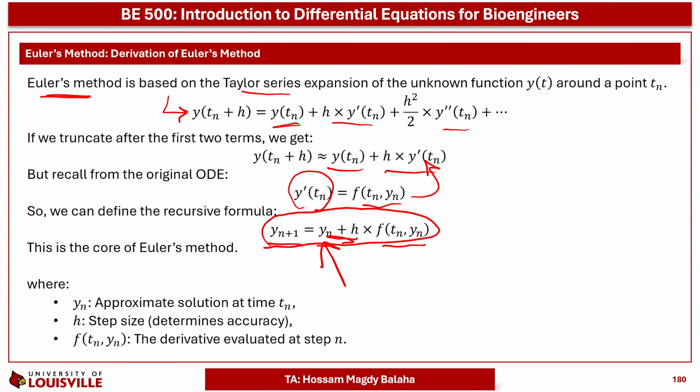yn here is the approximate solution at time tn. As mentioned, h is the step size. And also as mentioned, f of tn and yn is the derivative evaluated at step n. So if we have an initial value here and we have a known step size, we can simply substitute in this equation to get the next value. By doing so, we can get different values at different time steps, t0, t1, t2, and so on. And these values will be our solution at the end of the required time.